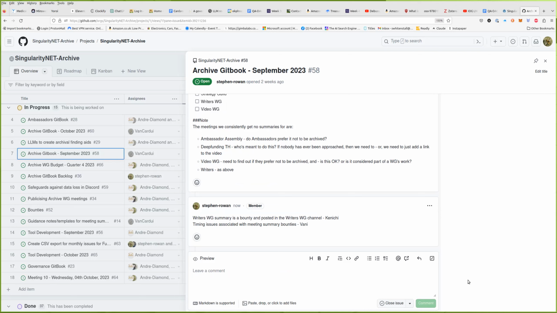The idea of this is going to tie in with the work that Andre is doing, trying to develop an interface where people can add their meeting summaries, and then it will be auto posted to the meeting summaries channel in Discord and to the Gitbook. So it takes away a lot of the grunt work of doing it.